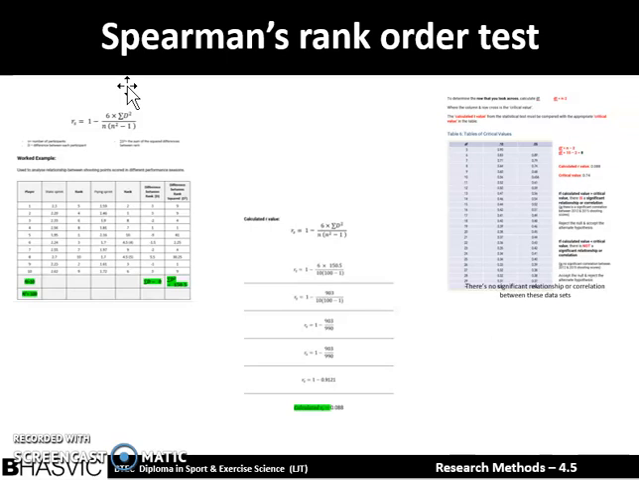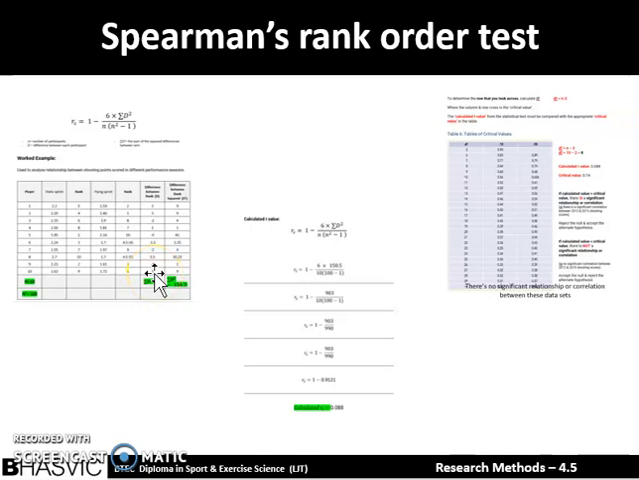So for this test, you have two sets of data. I have my static sprint in this column and I have flying sprint in this column. I have then ranked them in order, in these columns here, from the lowest being 1 to the highest being 10. I then go along, so the difference between the rank of the top one, which is 5, and the rank of this one, which is 2, would be 3. So that goes into this column here, which is the difference between the rank. So I do that for all of them.